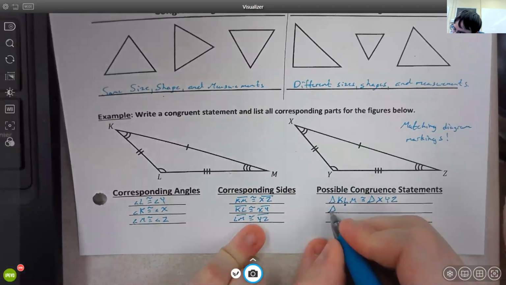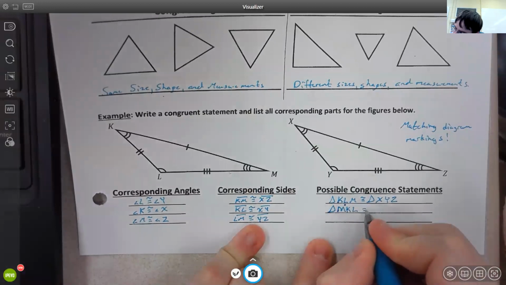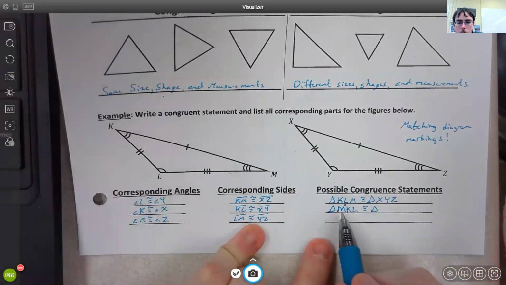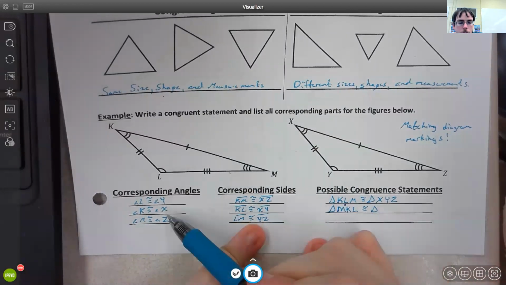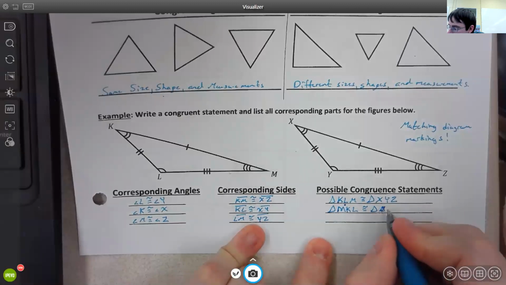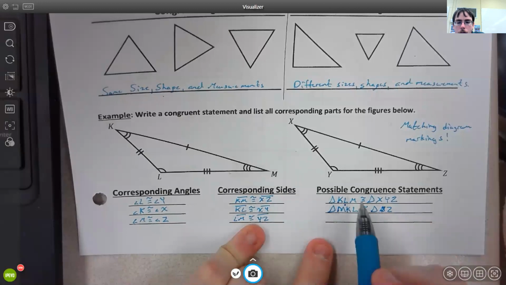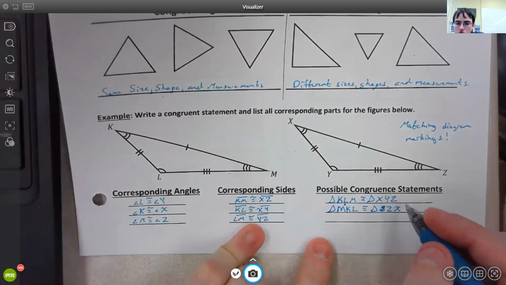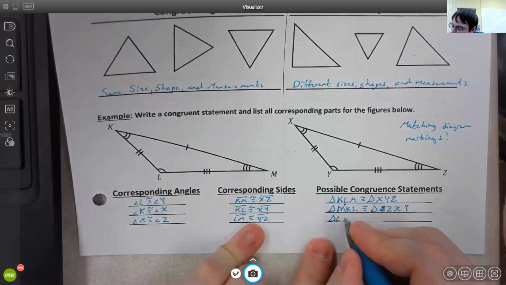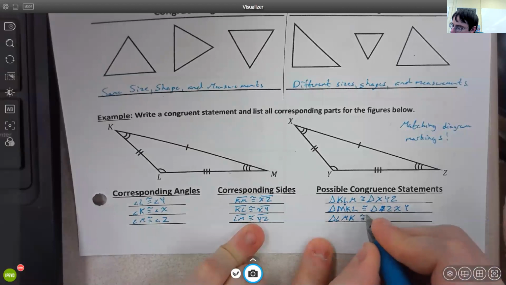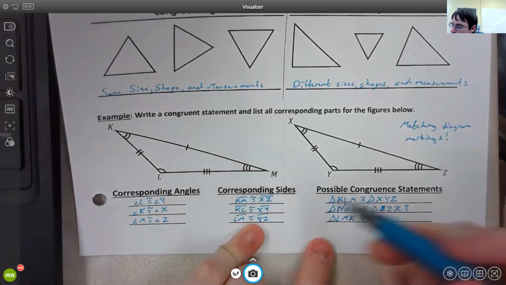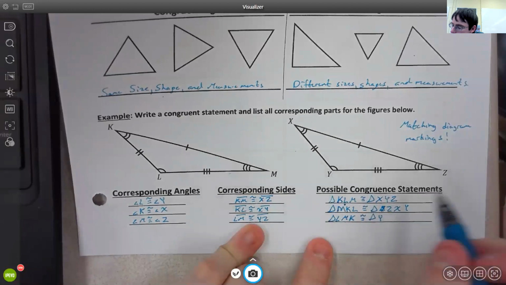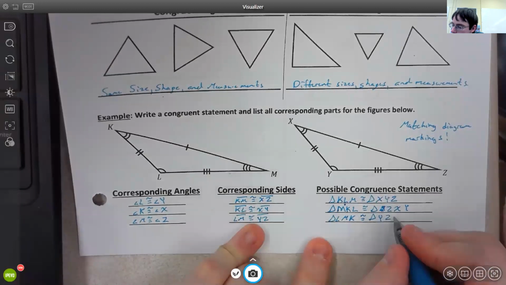Okay, well, what if I wrote triangle MKL? Well, M corresponds with Z. Then K corresponds with X, and then L corresponds with Y. And then just giving you another one here, LMK. L corresponds to Y, M corresponds to Z, and K corresponds to X.